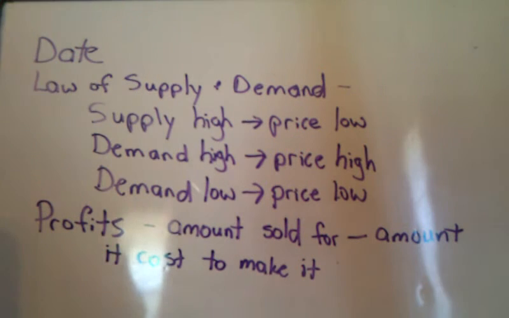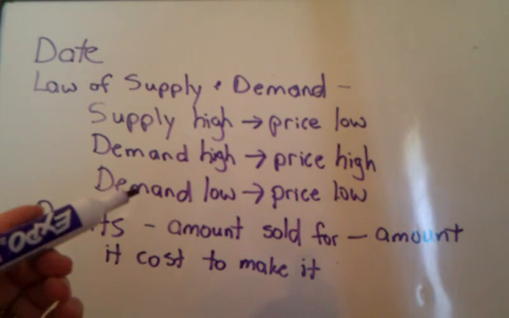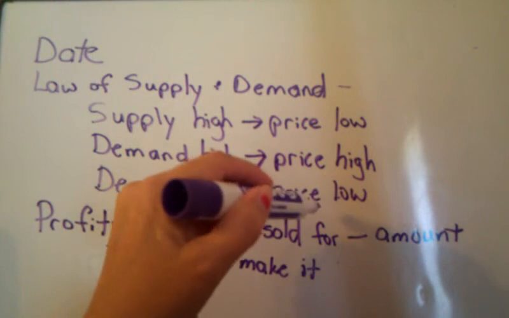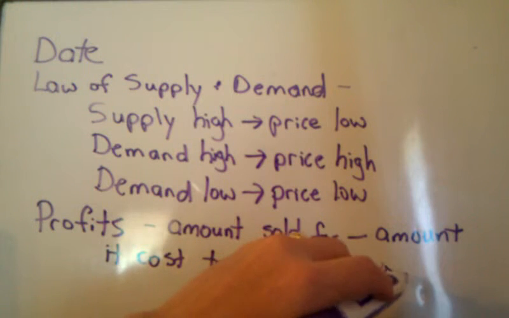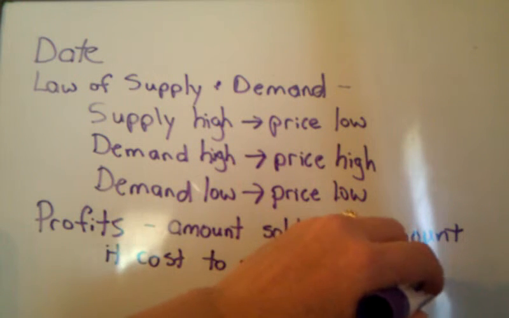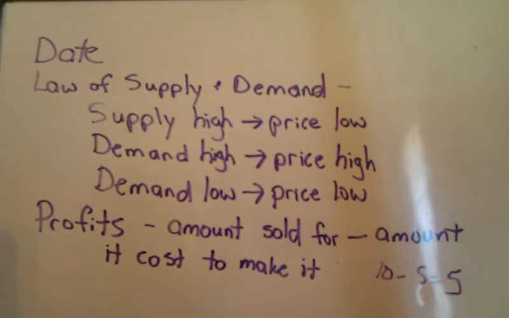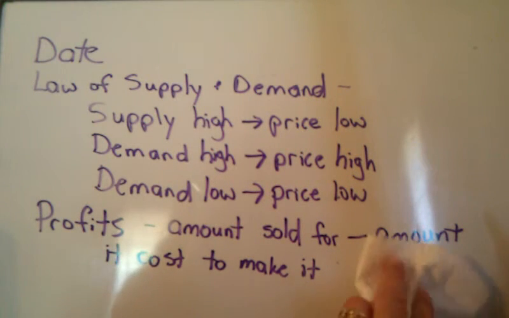Let's say that you sell the lemonade, and let's say you make $10. You sell it per glass and you end up making $10. Okay. You made $10 when you sold it. So that's the amount you sold it for, minus it cost you $5 to make it. So you would have $5 in profit. Okay.